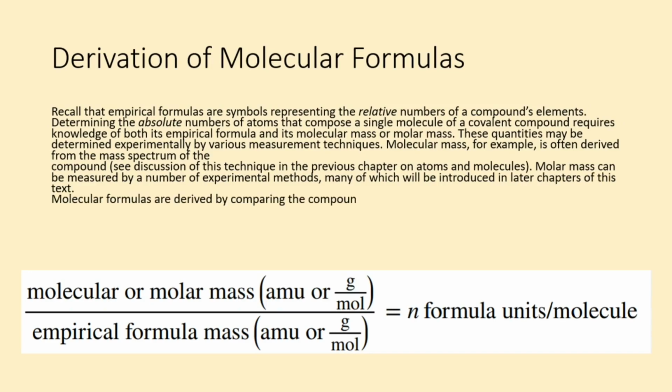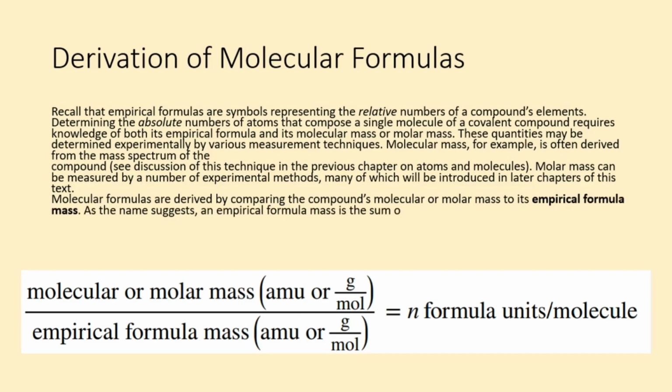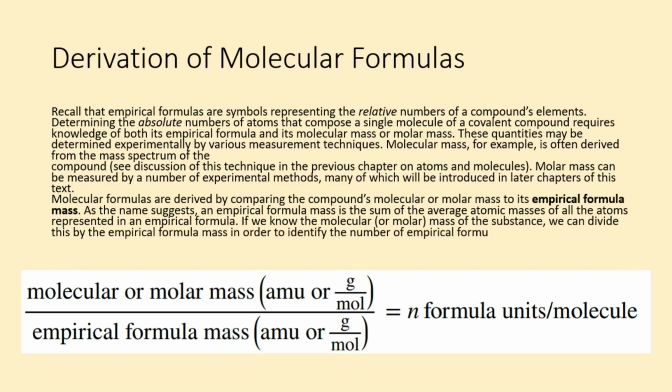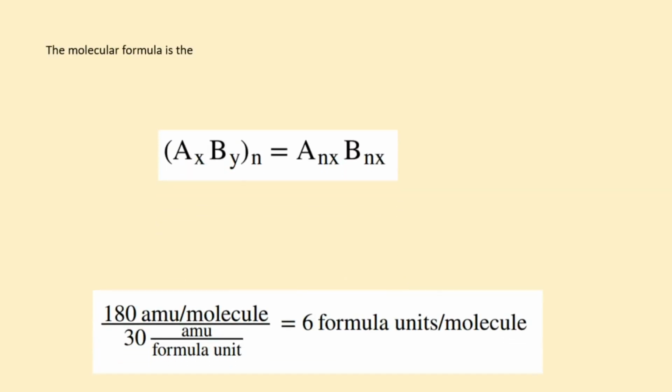Molar mass can be measured by a number of experimental methods, many of which will be introduced in later chapters of this text. Molecular formulas are derived by comparing the compound's molecular, or molar, mass to its empirical formula mass. As the name suggests, an empirical formula mass is the sum of the average atomic masses of all the atoms represented in an empirical formula. If we know the molecular, or molar, mass of a substance, we can divide this by the empirical formula mass in order to identify the number of empirical formula units per molecule, which we designate as N. The molecular formula is then obtained by multiplying each subscript in the empirical formula by N, as shown by the generic empirical formula AxBy.